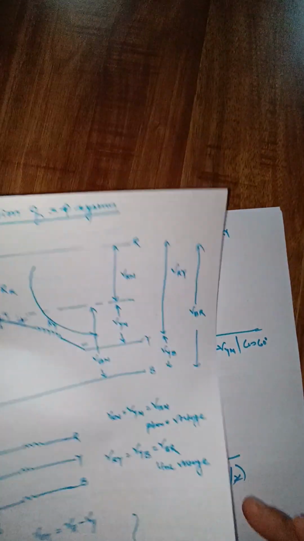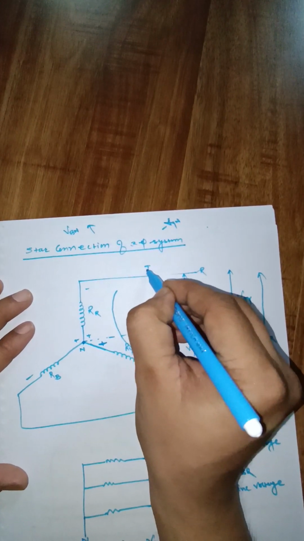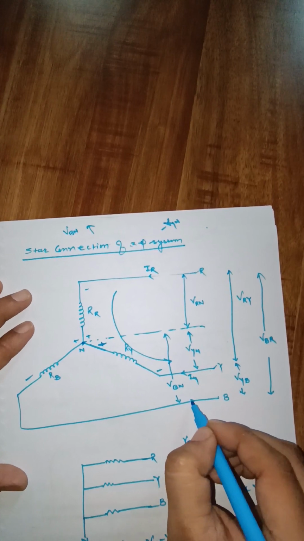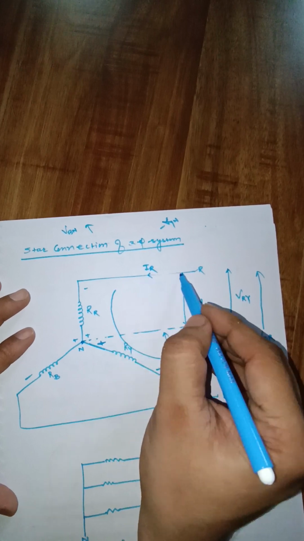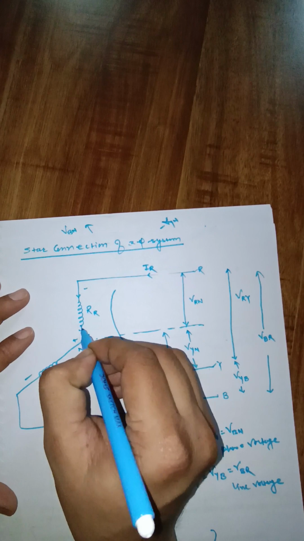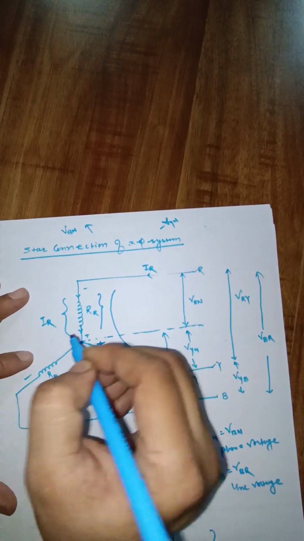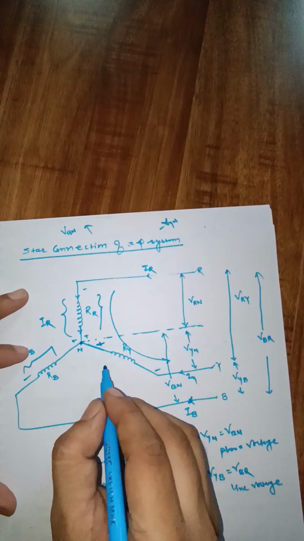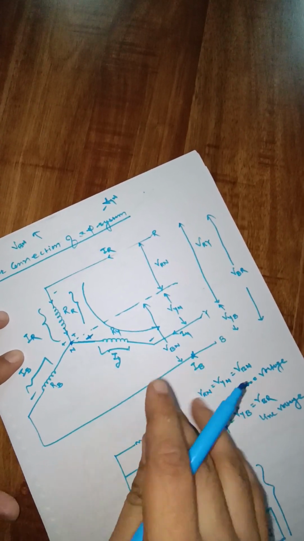Now again consider this circuit. Here the current IR is flowing. Here the current IY is flowing. Here the current IB is flowing. So what current is flowing in the line? It is IR. The same current will also flow in this phase. Here in this phase also the current is IR only. Here in this phase the current is IB only. Here in this phase the current is IY only.